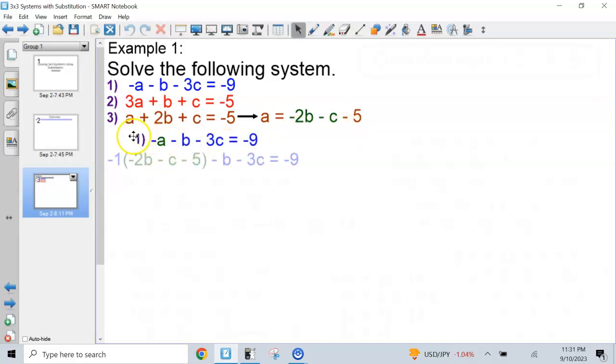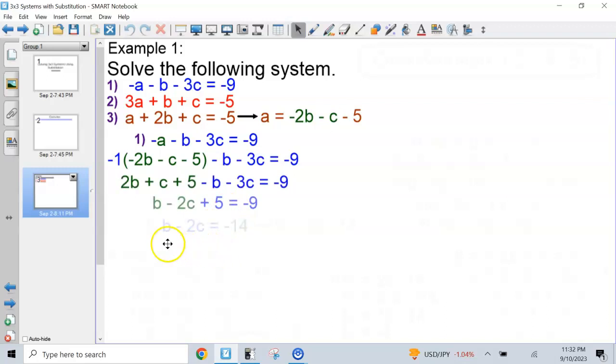Be careful, this negative outside, there's a negative 1 that I have to distribute. So I'm going to distribute. Then I'm going to combine like terms. Then I move this 5 over by subtracting. And here's what I'm going to call equation number 4. This equation has two variables, B and C, and no A.